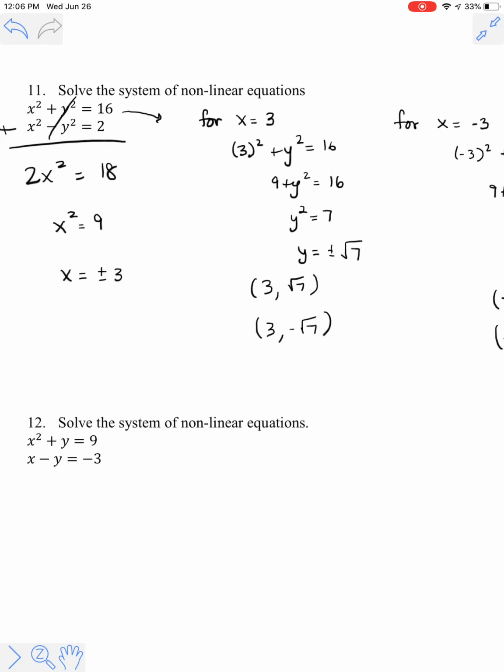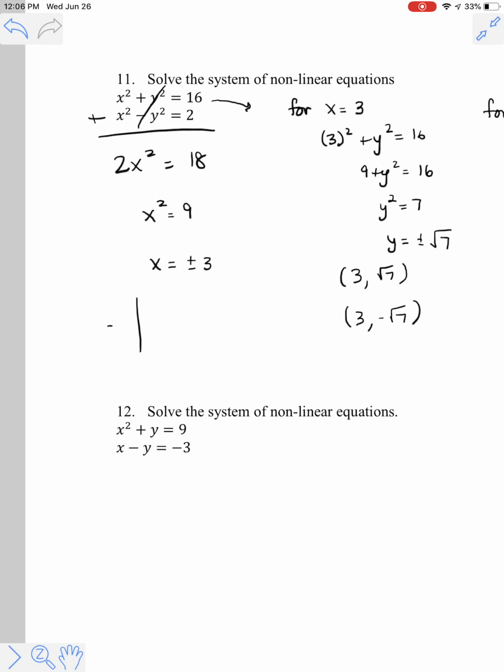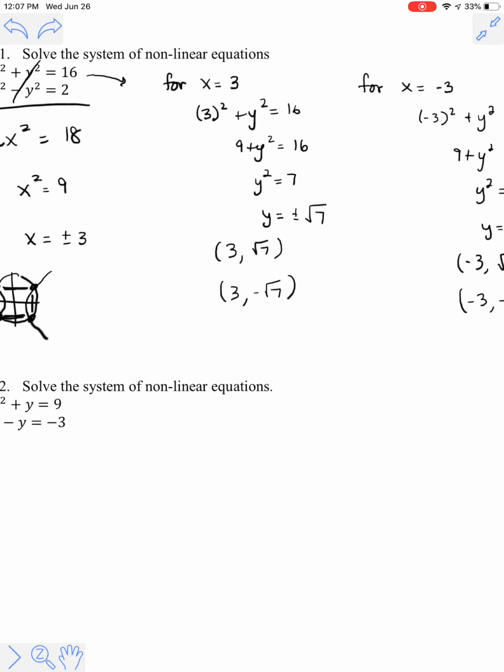What is actually happening here is, if we were to graph this, the first equation is a circle. That's a nice circle. The second equation is what's called a hyperbola. Looks something kind of like that. So we would have 4 intersection points right there, where they have similar x values here and here, and the same y values there and there. So kind of an interesting graph, and it's interesting solutions.